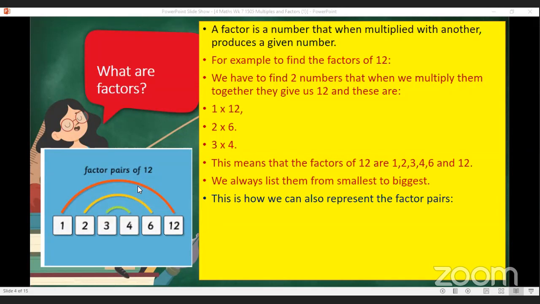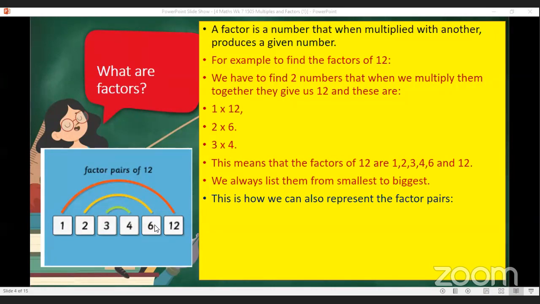So if we say 2 times 6, we get 12, or you can also count in twos until you reach 12. If you count in twos, it will be 2, 4, 6, 8, 10, 12, and that's 6 times. So this means that we have to multiply 2 times 6 to get 12. And then you move on to 3.